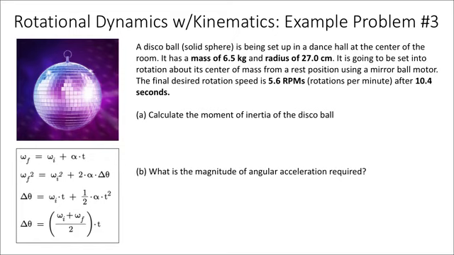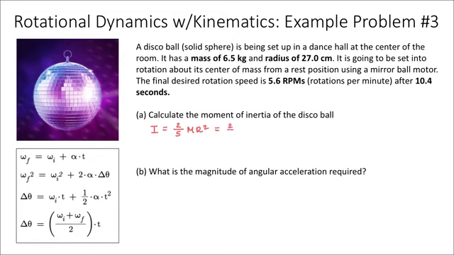of 10.4 seconds. Okay. The first part of this question is asking us to calculate the moment of inertia of the disco ball. So in order to calculate the moment of inertia of the disco ball, if I assume that it is a solid sphere, I can pull my equation for the moment of inertia of a solid sphere. That is, I equals, the moment of inertia equals 2/5 times the mass of the sphere times the radius of the sphere squared. I got that from my moment of inertia chart. So this constant here was 2/5.